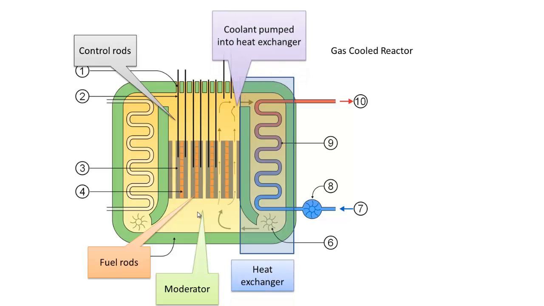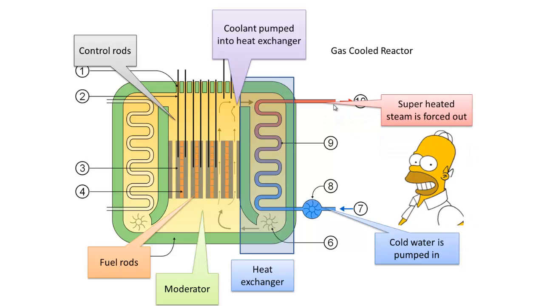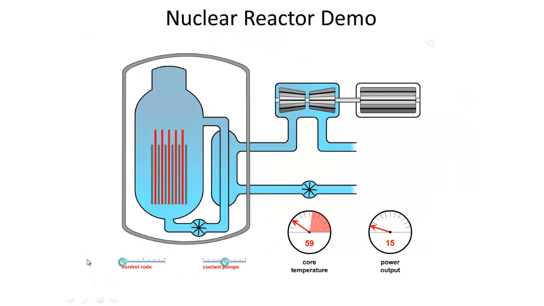So what happens here? So the coolant is pumped into the heat exchanger. This is the moderator quite often, which is pumped into the heat exchanger. So cold water is pumped in and superheated steam is forced out at the top. Thank you, Mr. Simpson. Now here we have a demonstration.